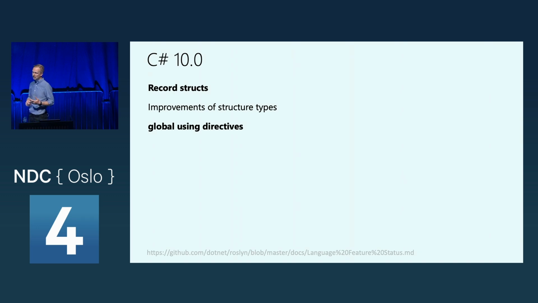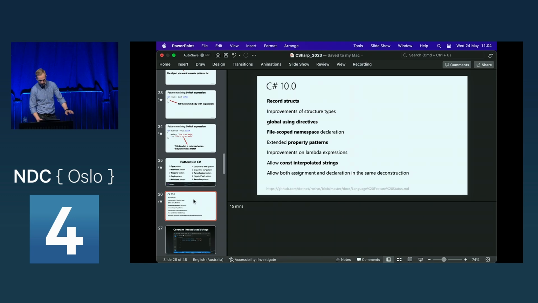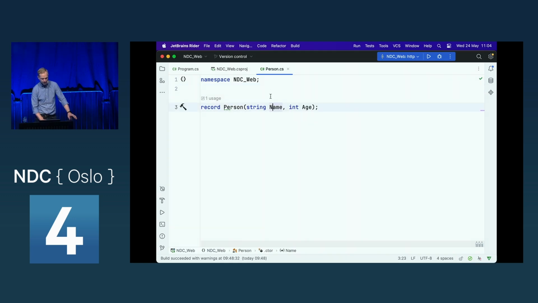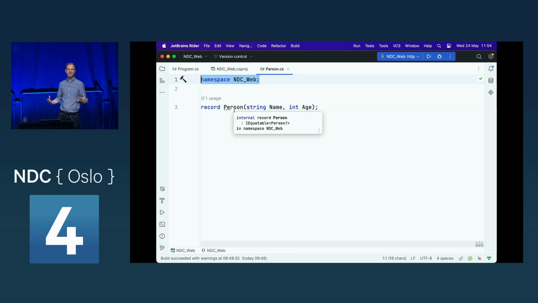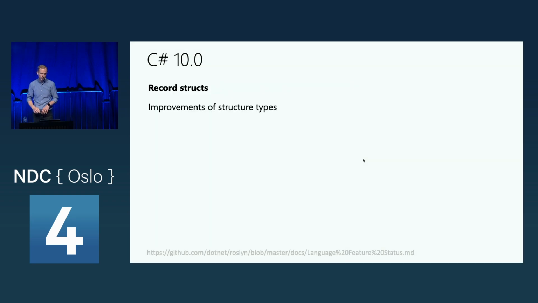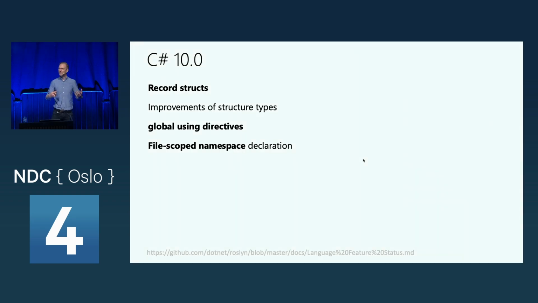They also made some other improvements. They introduced a global using directive and file scope namespaces. So you might have seen this. When I swapped over to Rider, I had this namespace at the top here, but I don't have to wrap my entire class in this namespace. I can just declare the namespace for the entire file at the top. Again, this is to make it easier to review code, I guess. So when you submit a pull request, reduce white space, reduce noise.